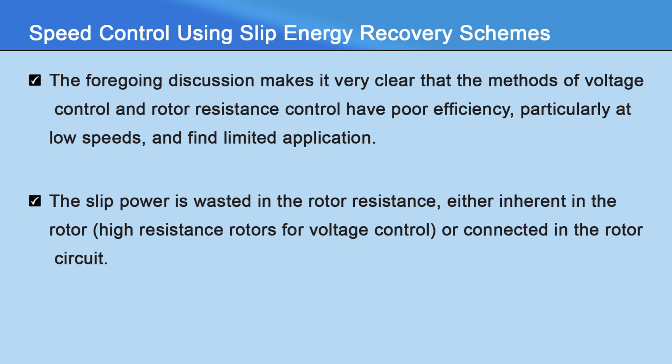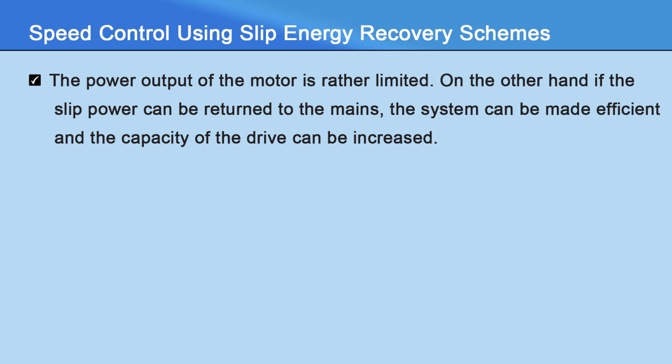The slip power is wasted in rotor resistance, either inherent in the rotor or connected in the rotor circuit. The power output of the motor is rather limited. On the other hand, if the slip power can return to the mains, the system can become more efficient and the capacity of the drive is increased.